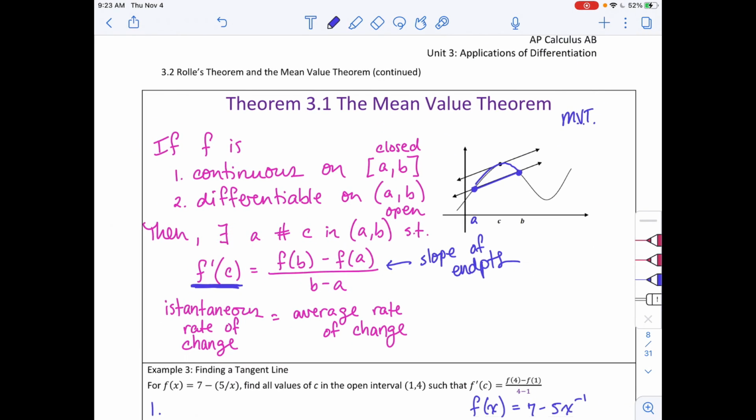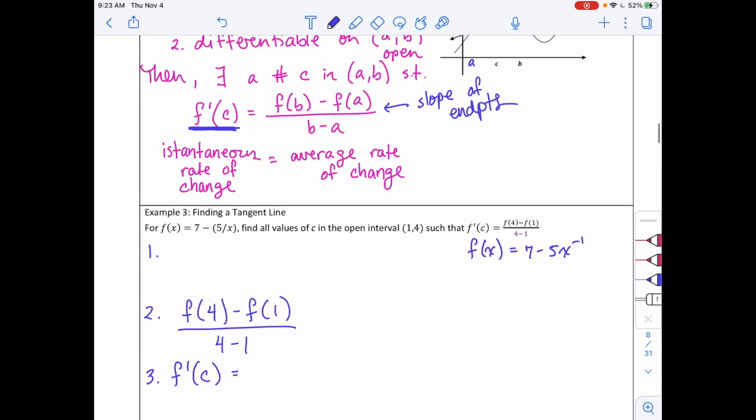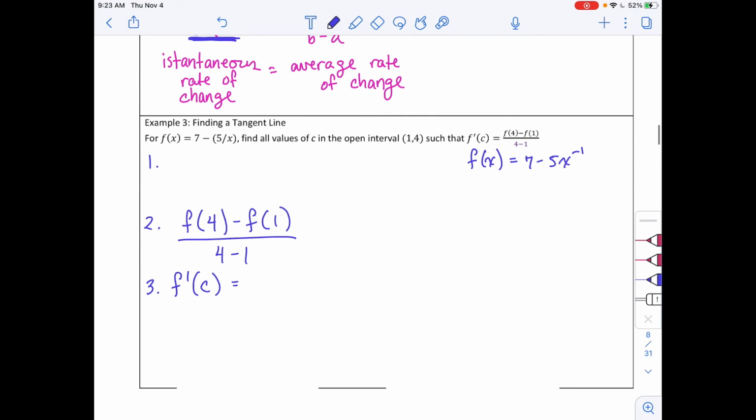All right, so now let's go ahead and look at the example. All right, so example 3, we're given f of x, right, and it says find all values of c in the open interval 1 to 4 such that f prime of c is equal to the average rate of change, which we can also abbreviate AROC. Okay, so step 1, we have to state that the conditions of MVT have been met. So 1, is the function continuous on the closed interval? 2, is it differentiable on the open? And yes, it is, all right?